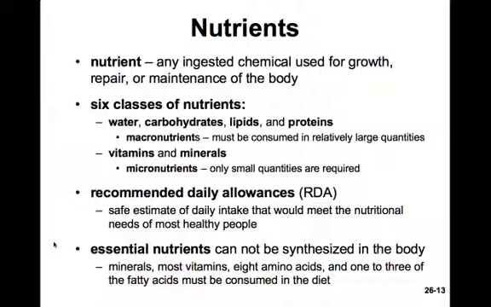So now on to nutrients. Nutrients are any ingested chemical that's used for growth, repair, or maintenance of the body. There are 6 classes of nutrients. There are 4 macronutrients because they have to be consumed in relatively large quantities, and there are 2 micronutrients. So water, carbohydrates, lipids, and proteins are the macronutrients, whereas vitamins and minerals are only required in very small quantities, and thus they are micronutrients.